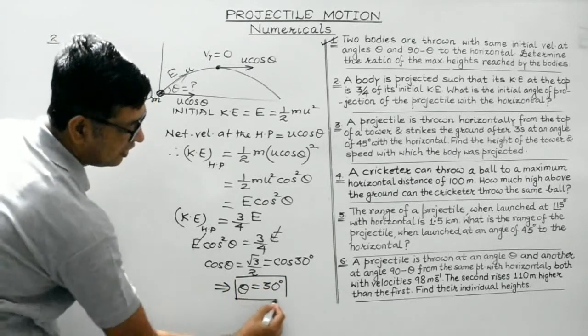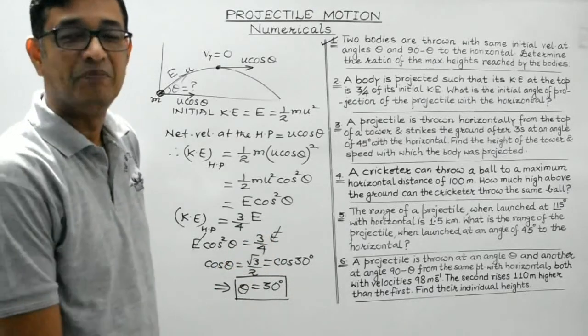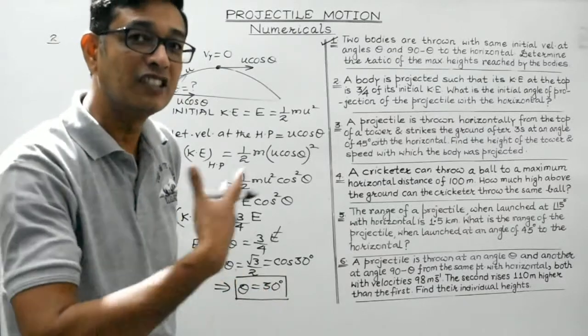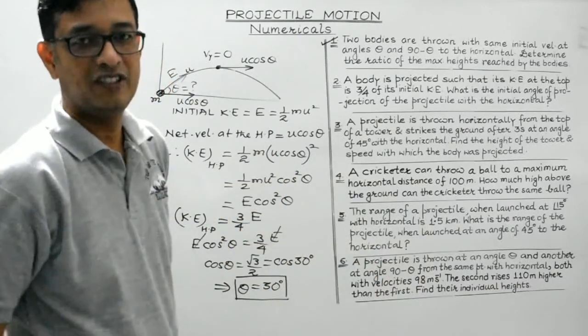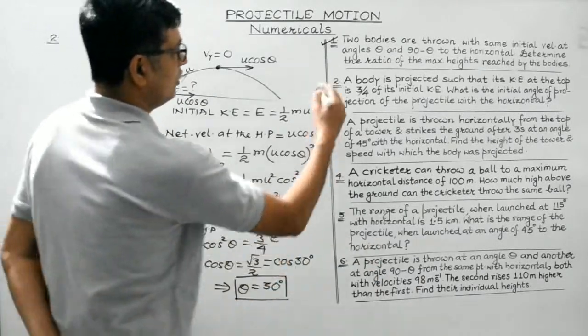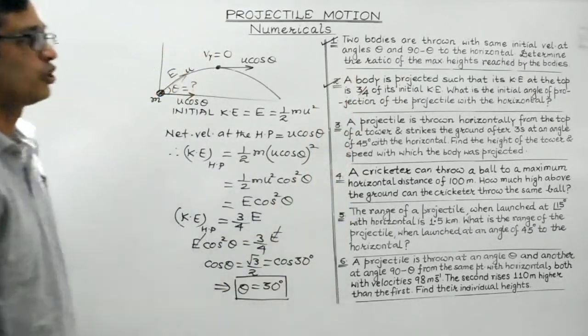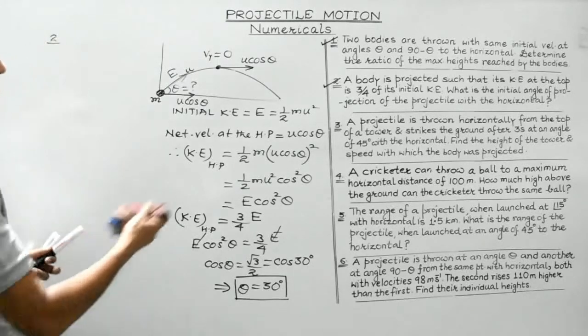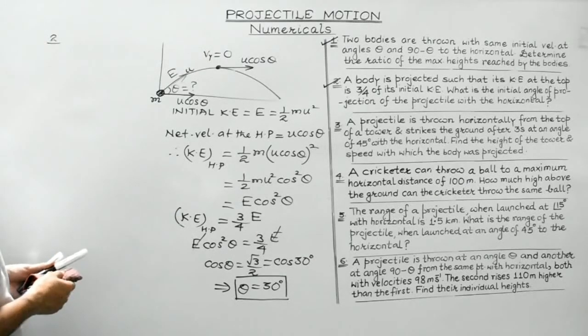So students, the angle of projection must be 30 degree. That is, the body must be projected at an angle of 30 degree with the horizontal, right? So we are over with question number 2 as well, right? So let's concentrate on the next question, question number 3.